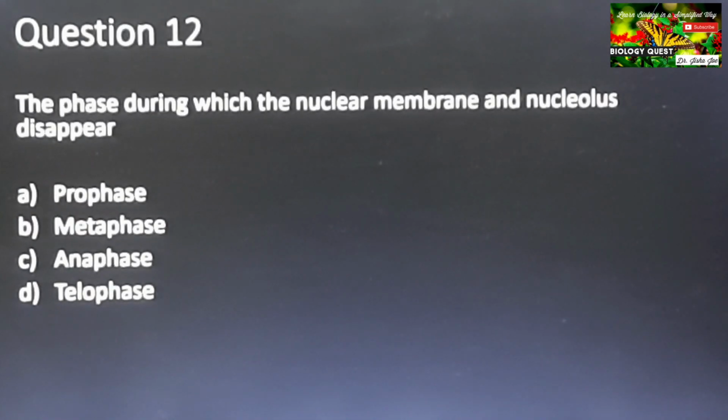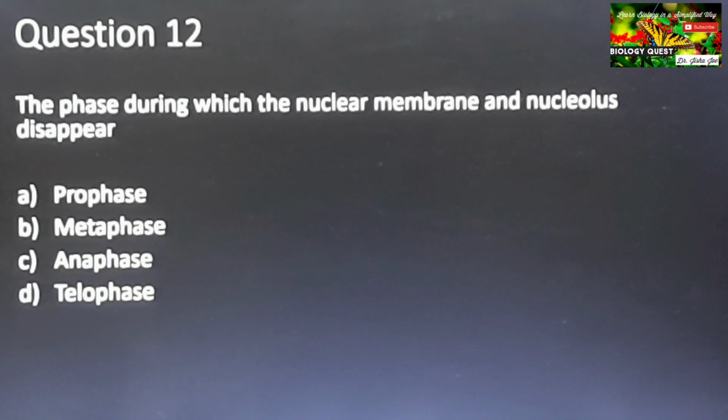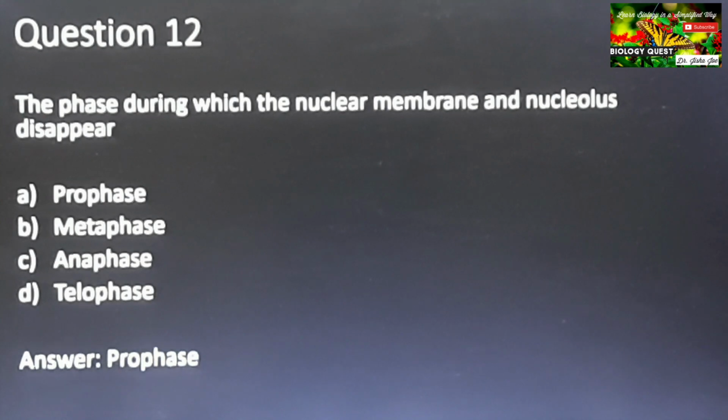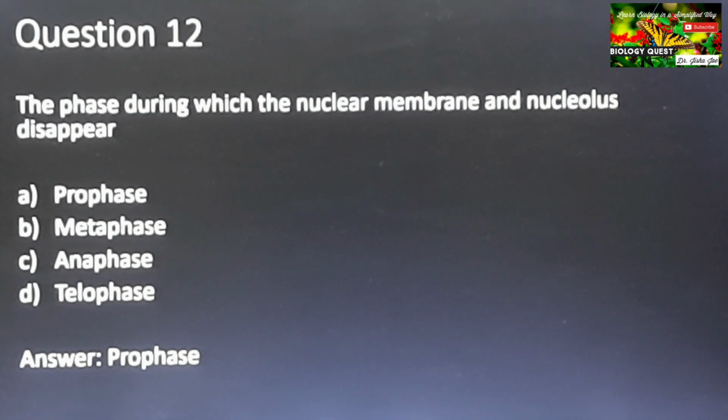Question 12. The phase during which nuclear membrane and nucleolus disappear. The options are prophase, metaphase, anaphase, and telophase. We have seen these are the 4 phases of the mitotic phase, or the M phase. And the nuclear membrane and nucleolus disappear during the first phase of M phase. Which is the first phase? It is prophase. So the correct answer is prophase. The phase during which nuclear membrane and nucleolus disappear, prophase.